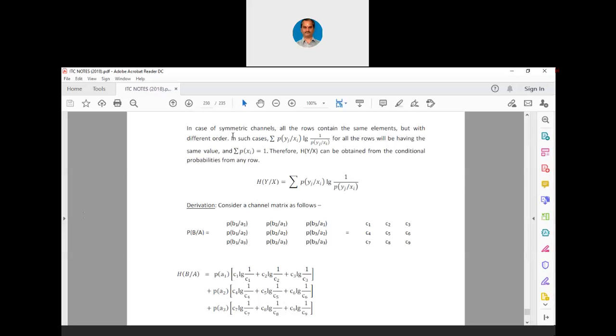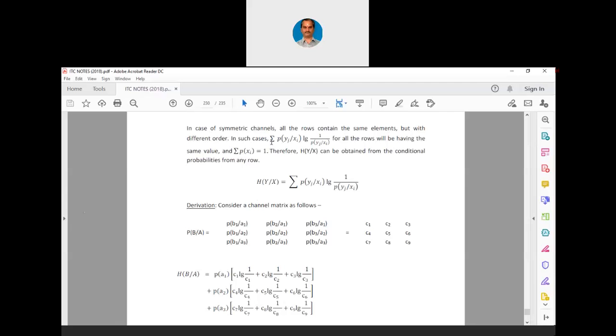Now in case of symmetric channels, all the rows contain the same elements. Why do they contain the same elements? Because the probabilities are equal, but they may be in different order. I mentioned a binary symmetric channel. There can be a ternary symmetric channel. There can be a quaternary symmetric channel. So there can be the same elements in all the rows but with a different order.